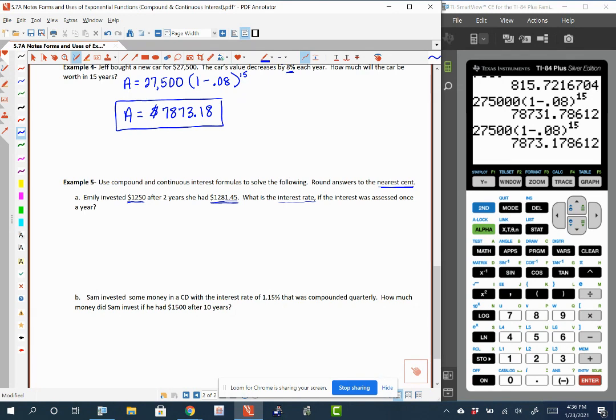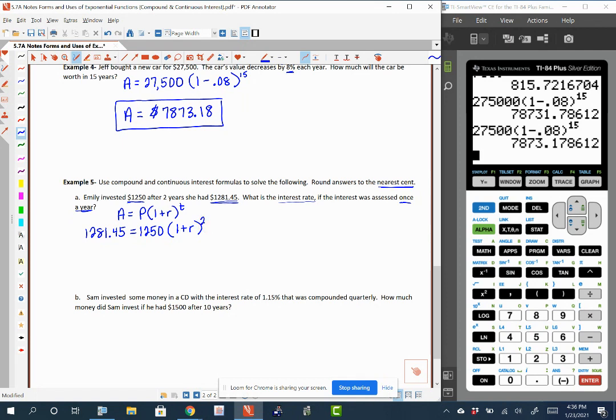The interest was assessed once a year, which tells me that I have to use that original formula, because that's when our interest was assessed once a year. So we want to use this original simple interest equation, as it's called, and I'm going to plug in what I know. This time I do know my ending amount, $1,281.45. I also know that initial value was $1,250. What I don't know is my rate. And it says that she invested this for 2 years.